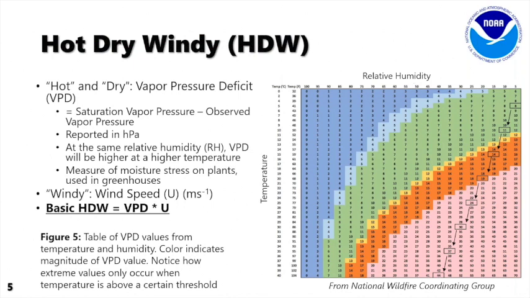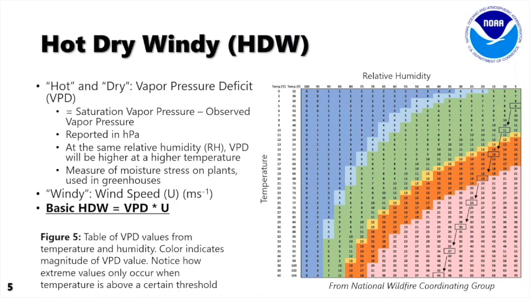So what exactly is hot, dry, windy? It's a combination of 2 meteorological variables: vapor pressure deficit, or VPD, and your wind speed. Your vapor pressure deficit is your saturation vapor pressure minus your observed vapor pressure, reported in hectopascals. It accounts for both moisture and heat because it depends on both relative humidity and temperature. As you can see in the figure on the right, you can have the same level of relative humidity, however at different temperatures your vapor pressure deficit actually increases, because saturation vapor pressure scales exponentially with temperature.